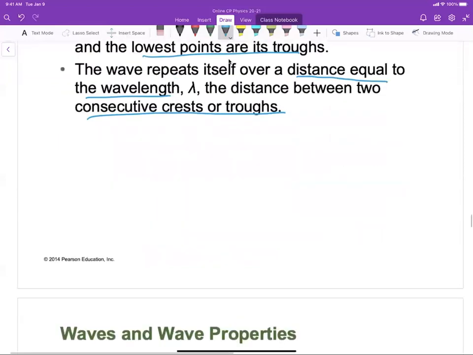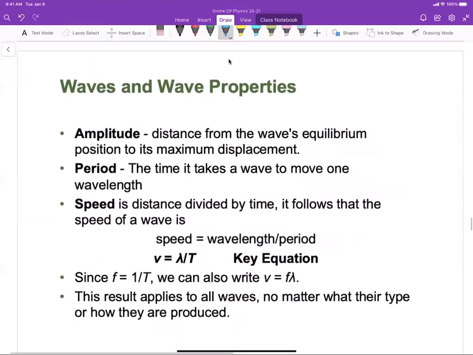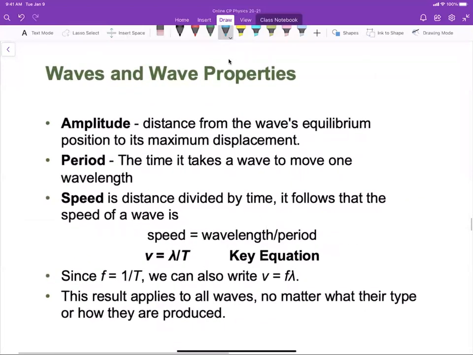So you could measure the wavelength either from the distance from crest to crest or trough to trough. Okay, some other things that we know now. We know the amplitude, which is the distance from the wave's equilibrium position to its maximum displacement.